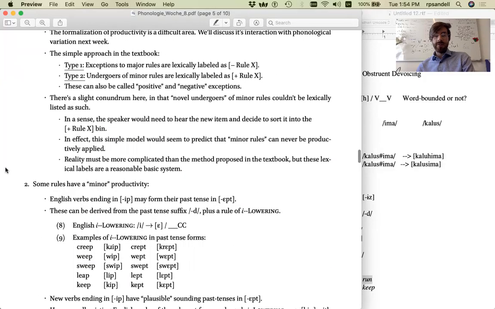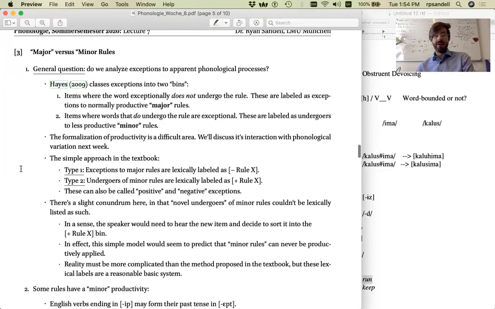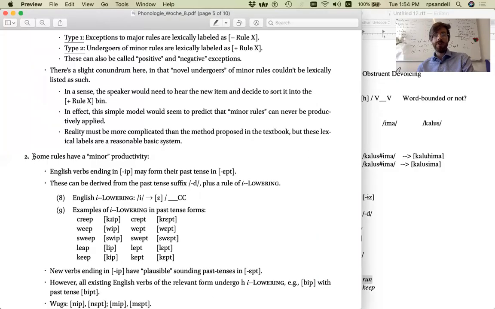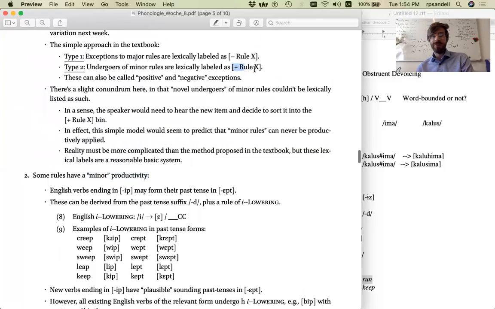So as an instance, let's exemplify these distinctions a little more and look at some sorts of minor productivity. One case of minor productivity could involve English verbs that end in the sequence eep, that form a past tense in ept. So by minor productivity, I mean these are precisely instances in which we would need a plus rule X to be applied to new wug forms.